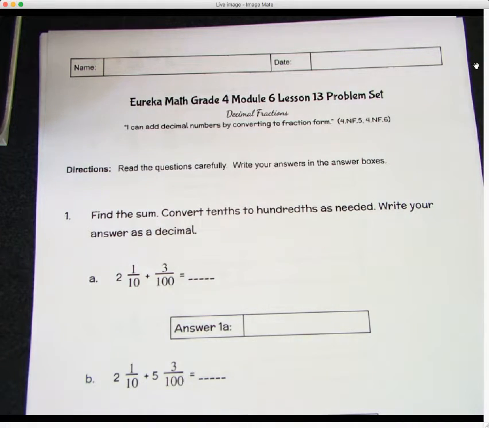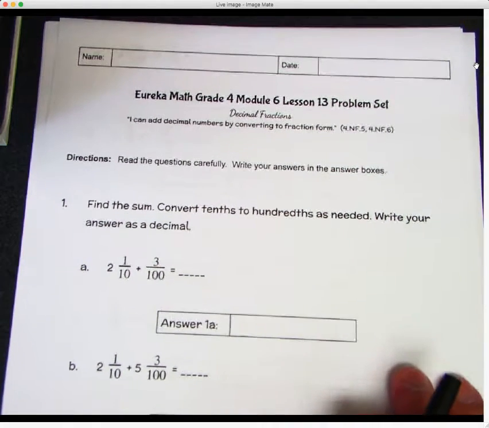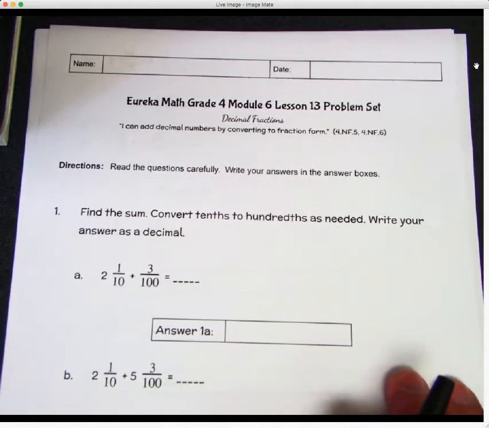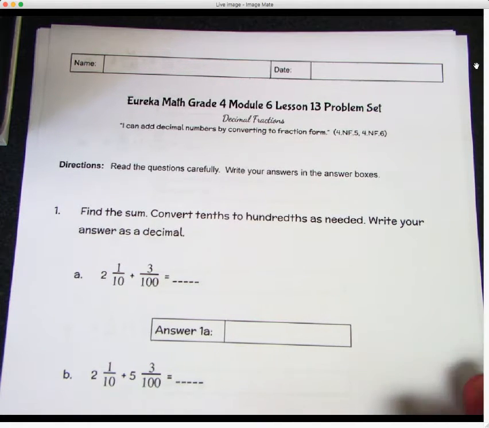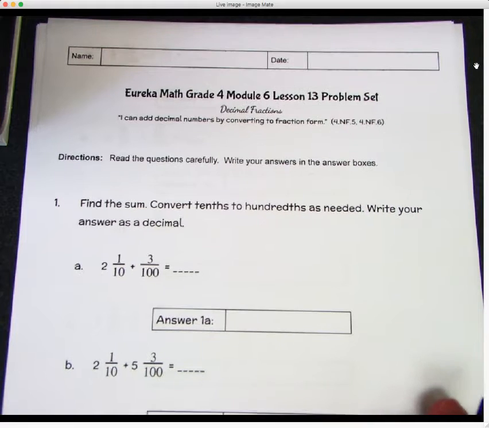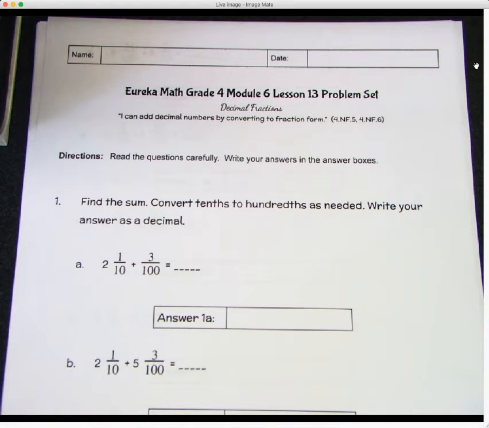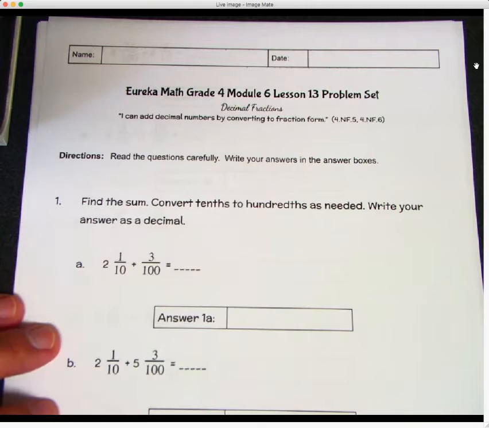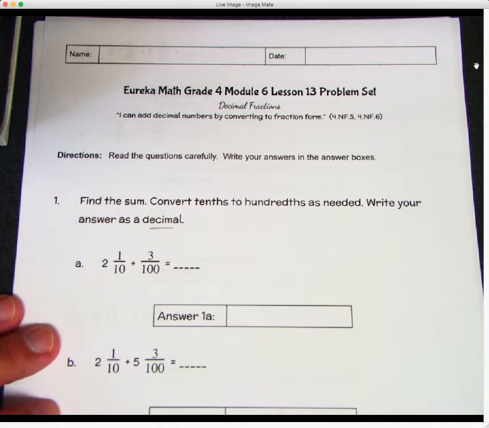Okay, let's keep working with decimals. Today we are still adding decimals, and we're converting them to fraction form. Looks like some of these are already in fraction form. And the directions say find the sum, means add them together. Convert tenths to hundredths as needed and write your answer as decimals. So two things, we got to make these tenths hundredths again, and then we got to remember to write our answer as a decimal, okay?